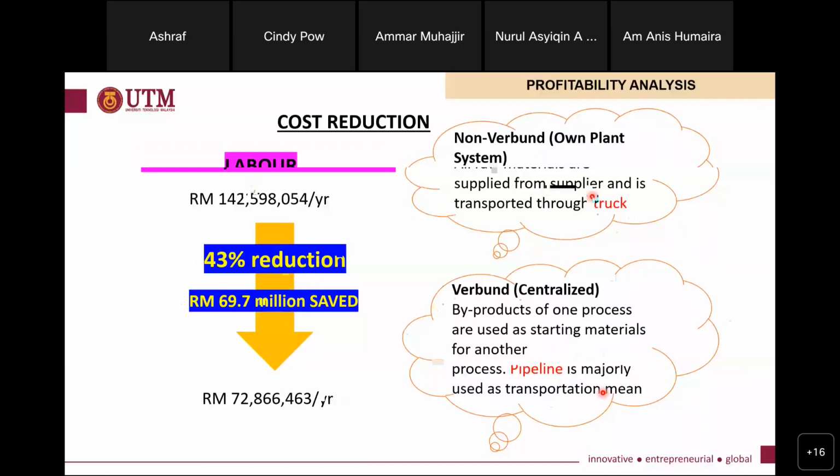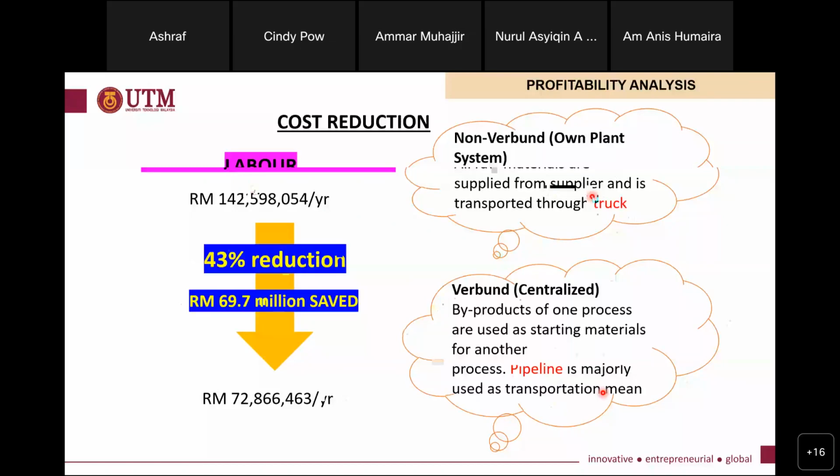Okay, moving on to the centralized utility or waste system, we can save a 77% reduction or 6.9 billion. Okay, this is the comparative analysis between non-Verbund and Verbund centralized. The Verbund centralized ranks the lowest for the centralized system because it requires less fuel, so fewer emissions are produced.